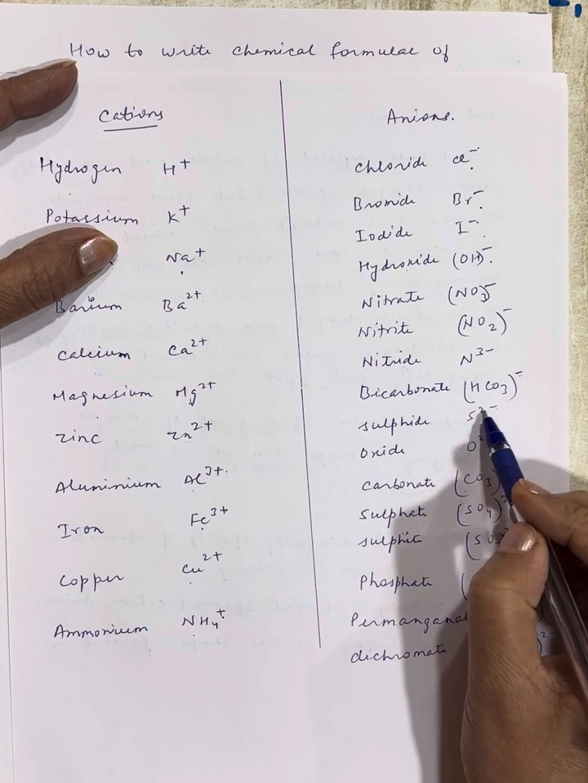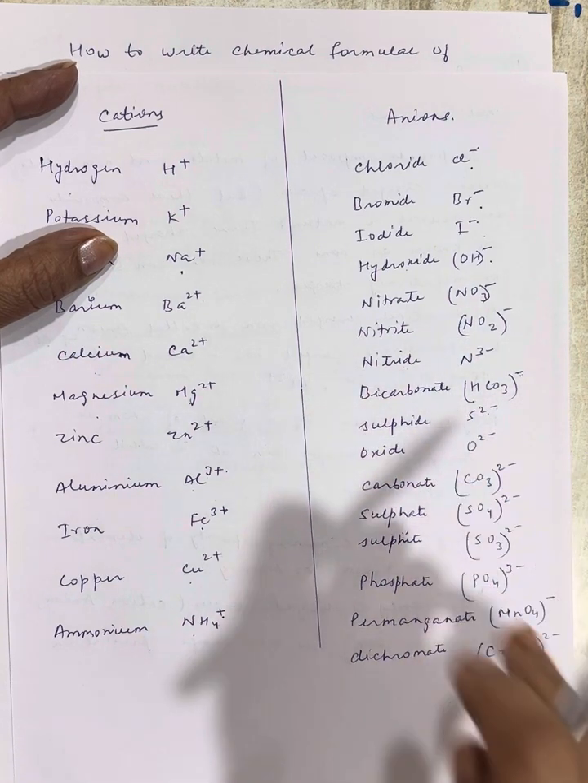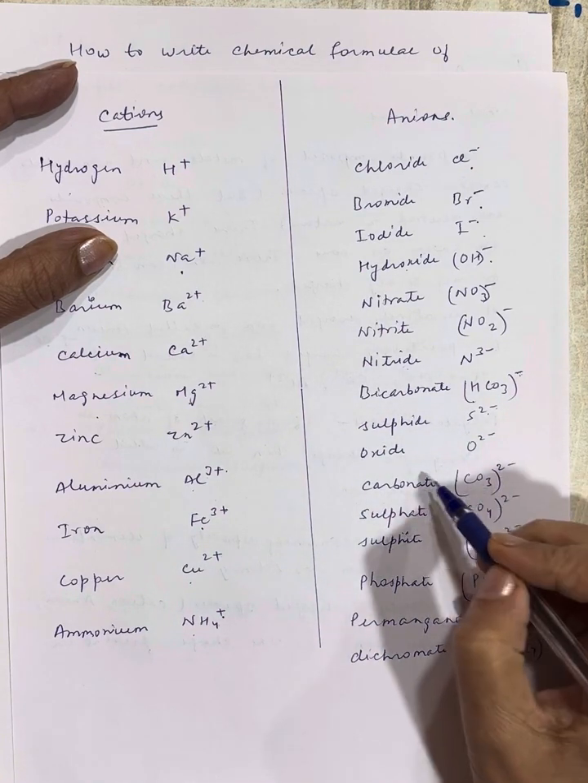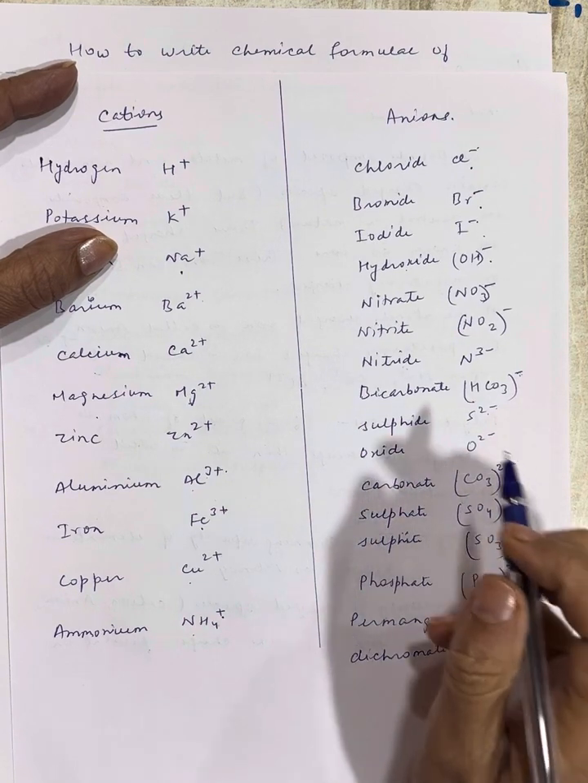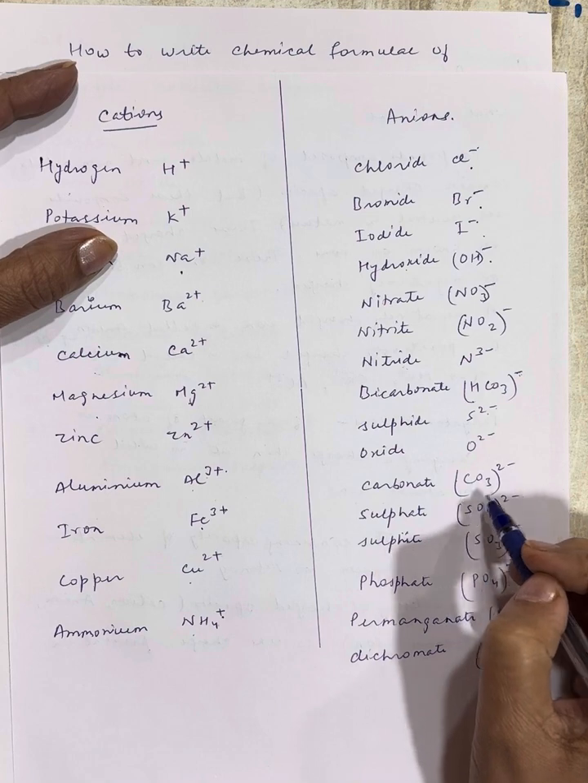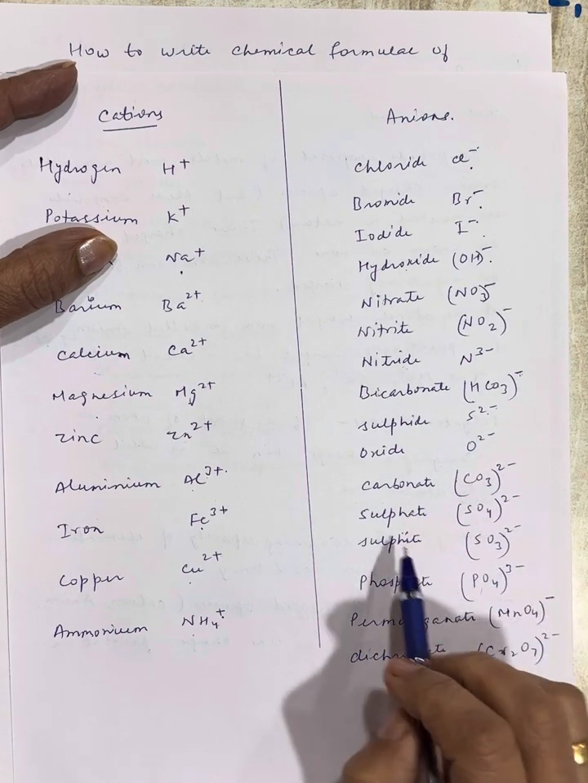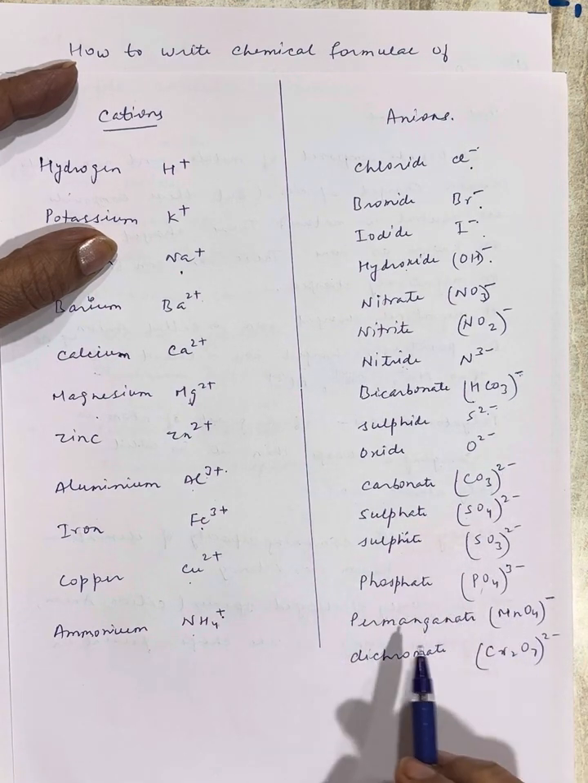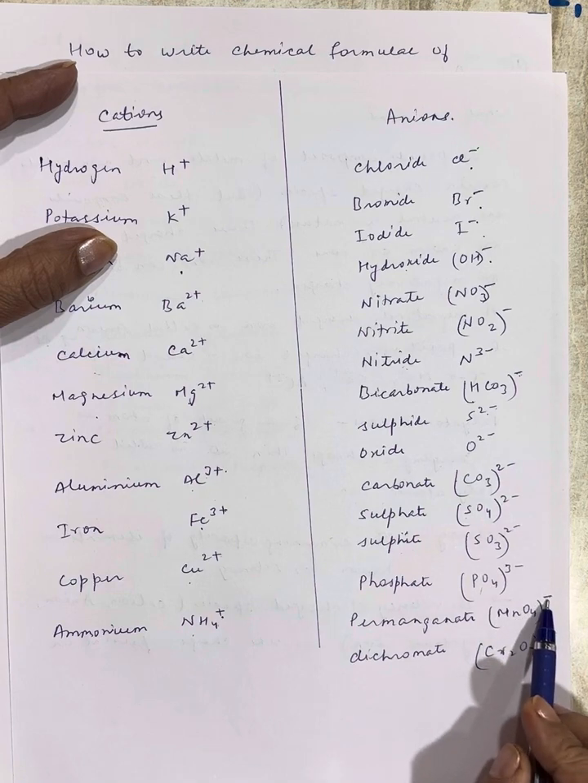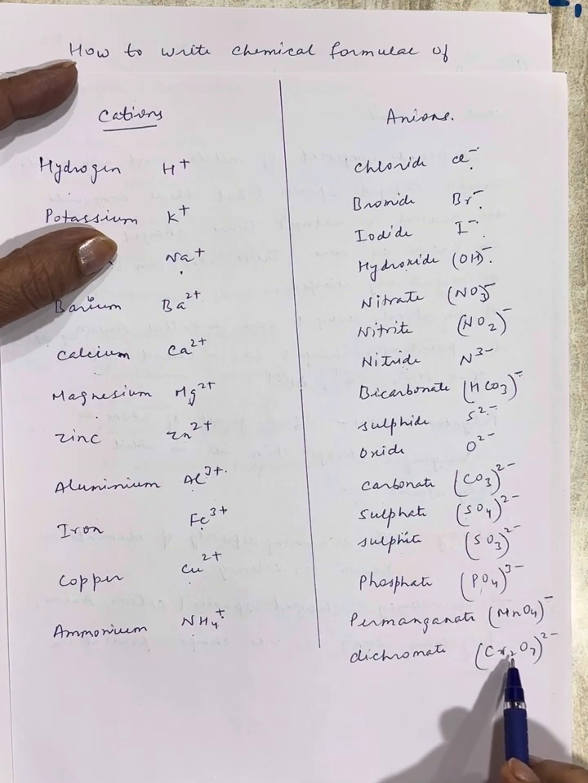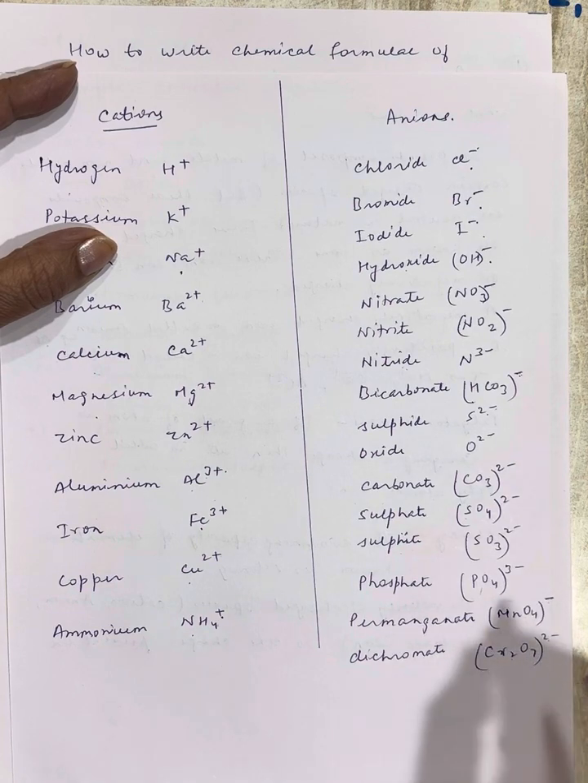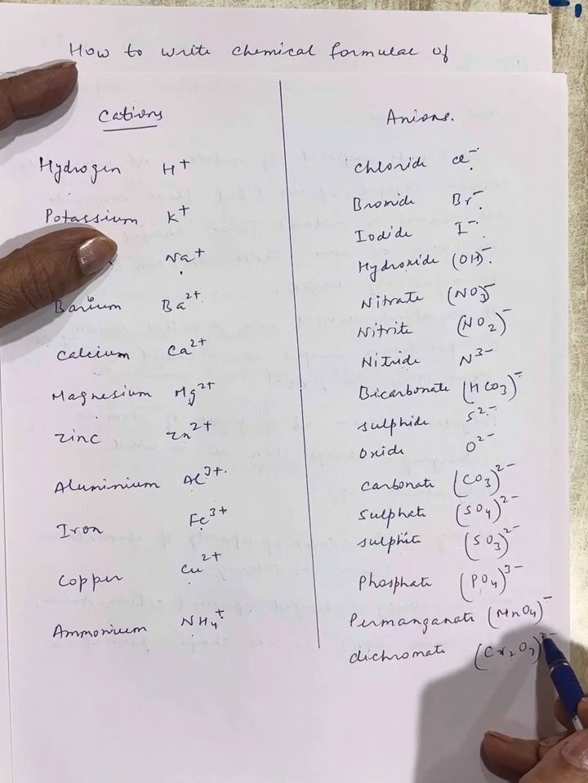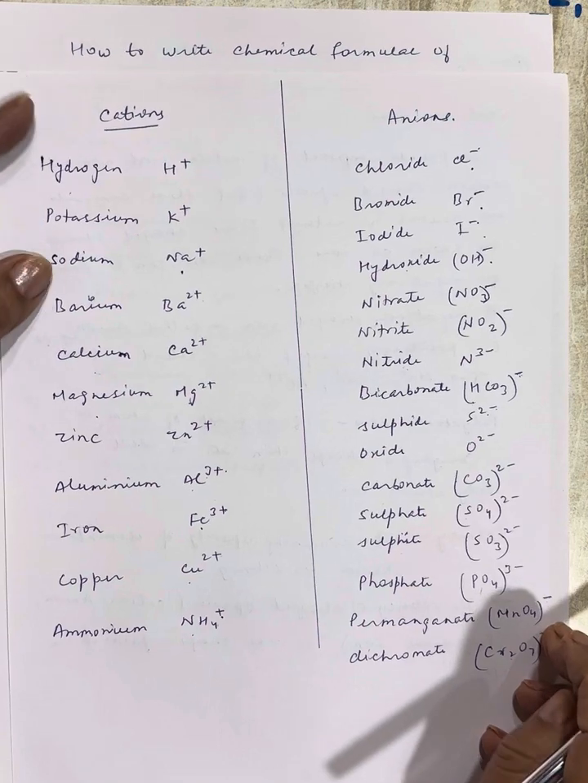So the charge is what gives the valency. In the formation of a compound, in a chemical formula, we use this charge as the valency because it is a polyatomic ion. For ions, we have to use the charge as its valency. Carbonate is CO3 2 minus, sulfate is SO4 2 minus, sulfite SO3 2 minus, phosphate is PO4 3 minus, permanganate is MnO4 1 minus, and dichromate is Cr2O7 2 minus. So I think this is clear now. The charge carried by the polyatomic ion will give you the valency.